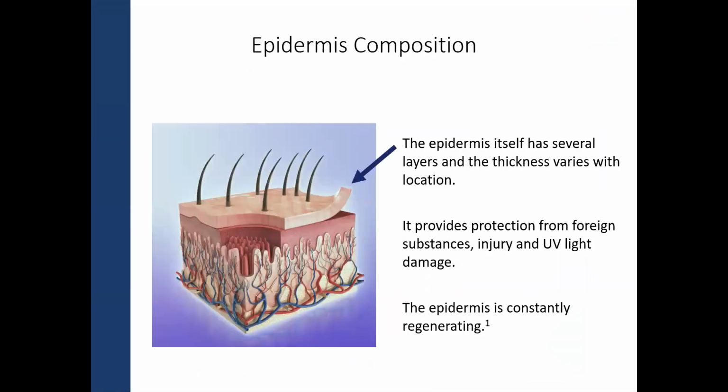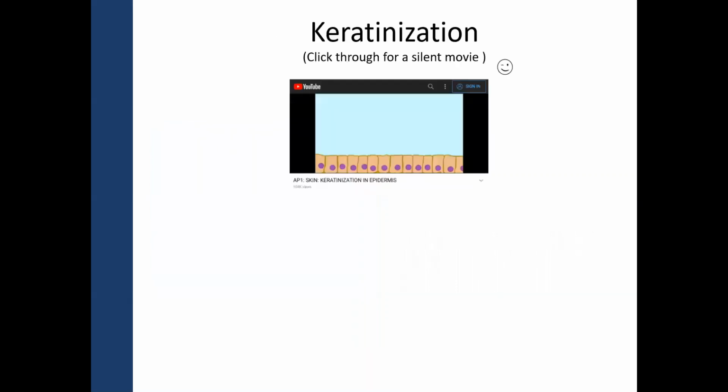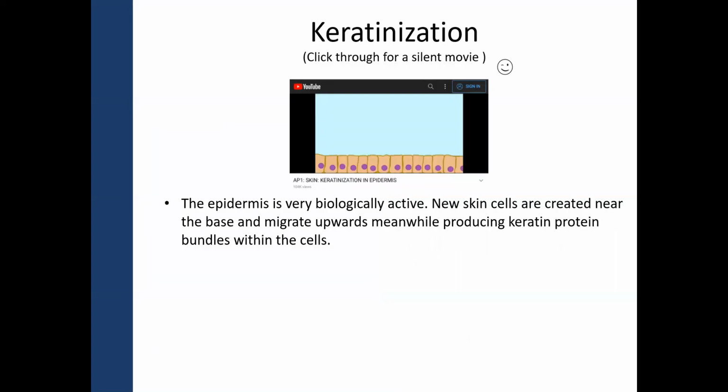Let's review the composition of the epidermis. The epidermis itself has several layers, and the thickness varies with location. It provides protection from foreign substances, injury, and UV light damage. The epidermis is constantly regenerating. The epidermis is very biologically active.